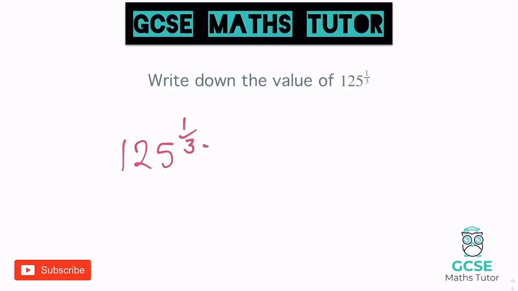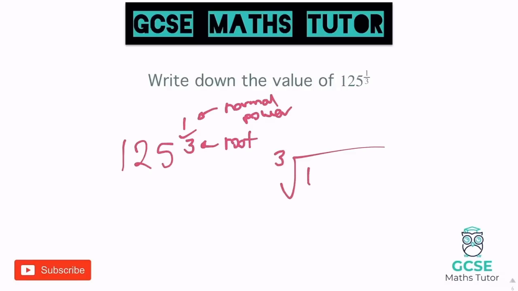We have this number on the bottom, which is the root, and a 3 would represent a cube root. Again, it's just a 1 on the top though, which is a normal power of 1, and a normal power of 1 does not change our number at all. But a cube root, let's write that in, so that would represent the cube root of 125. So it does help to know your square and cube numbers here. 125 is a cube number, and the cube root of 125 is 5.